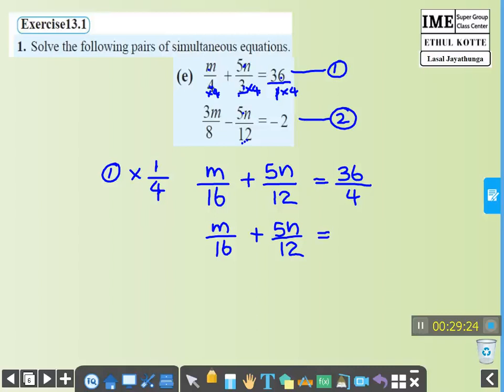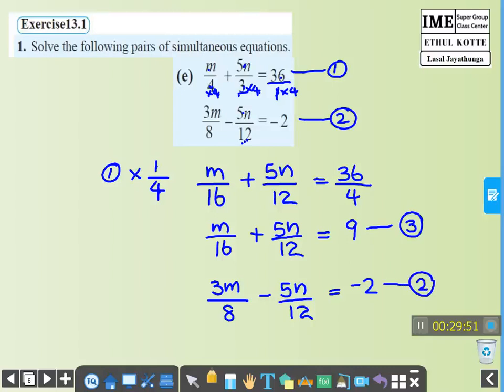Further we can do a little simplification there. m over 16 plus 5n over 12 equals 36 divided by 4, which is 9. It's equation 3. And we'll analyze this one with equation number 2: 3m upon 8 minus 5n upon 12 equals minus 2. This is still equation number 2.